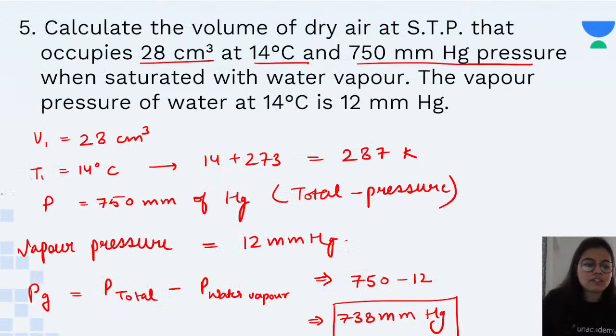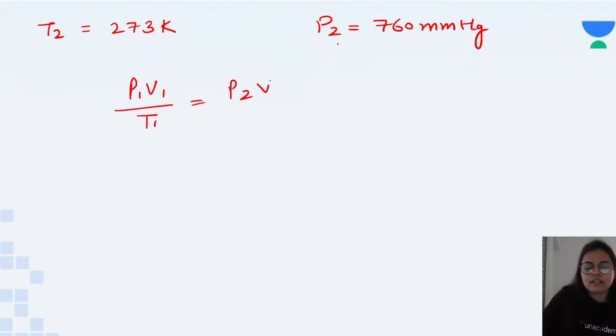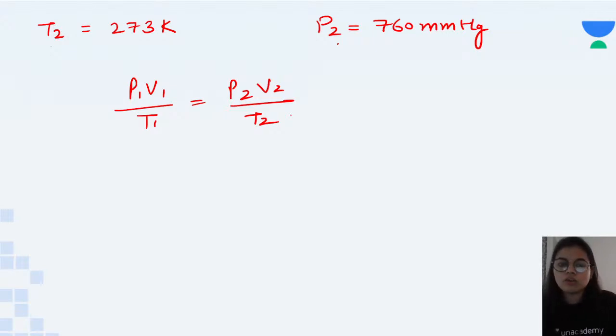So we have been given P1, that is 738, V1 and T1. So these three values are given, and T2 is given and P2 is given. So we have to find V2. See, we have a gas equation which says P1 V1 upon T1 is equal to P2 V2 upon T2. Now there is this volume that we have to find and all the rest of the values are given. So here we will be applying our gas equation.